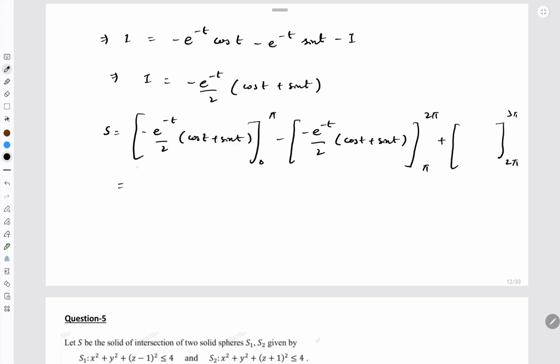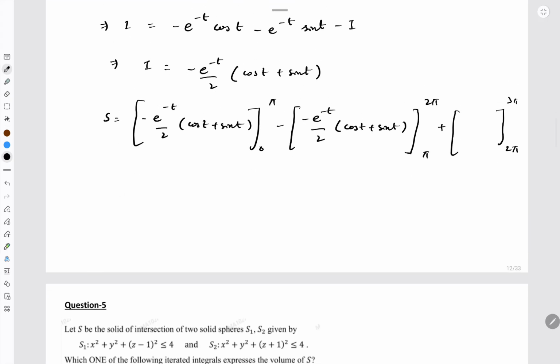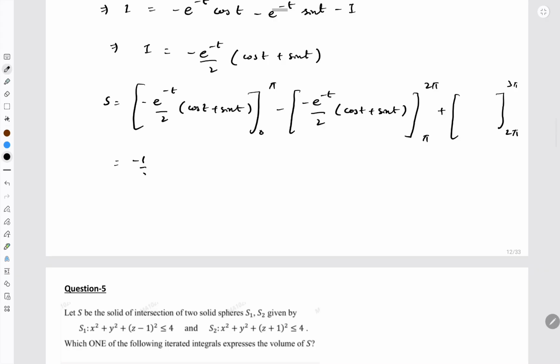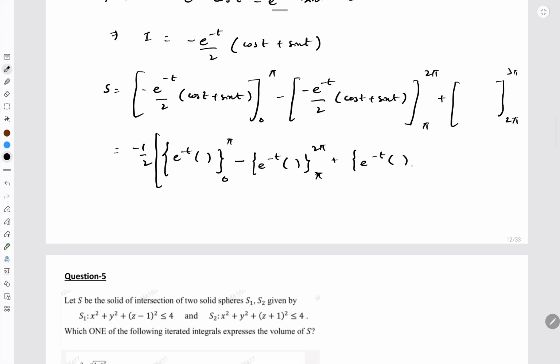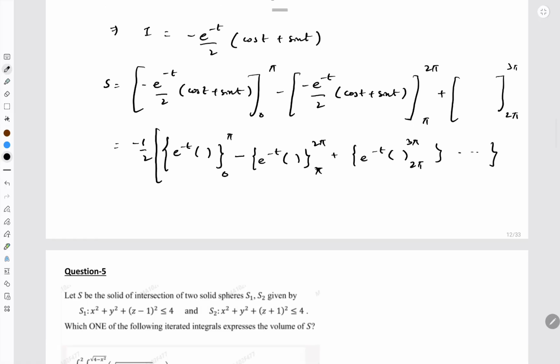If I rewrite it, I can take minus 1 by 2 common from all of this. So minus 1 by 2, e power minus t times the bracket thing, from 0 to pi, and if I take minus 1 by 2 common, everything remains the same, e power minus t times the bracket thing, from pi to 2 pi, plus e power minus t times the bracket thing from 2 pi to 3 pi, and so on. Right?